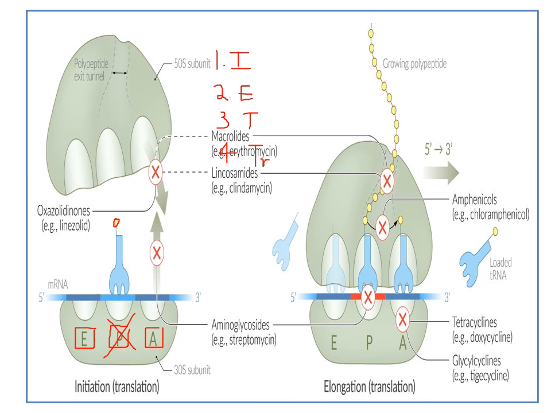What happens after that is elongation. Elongation is the second step. What happens in elongation is that we tend to see a second tRNA carrying another amino acid now moving in towards the ribosome.